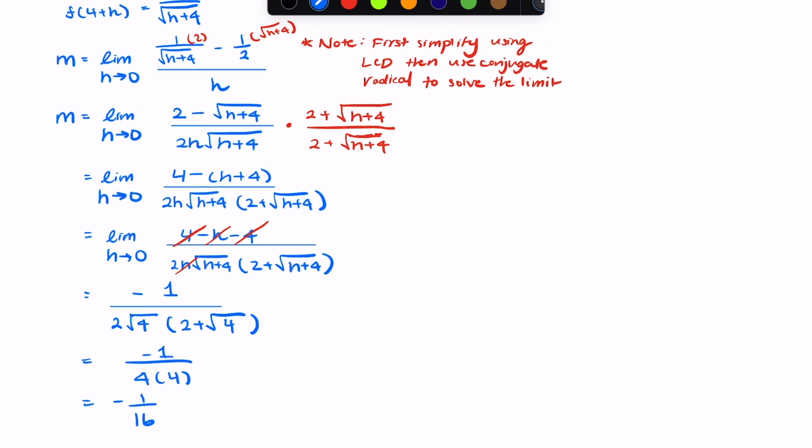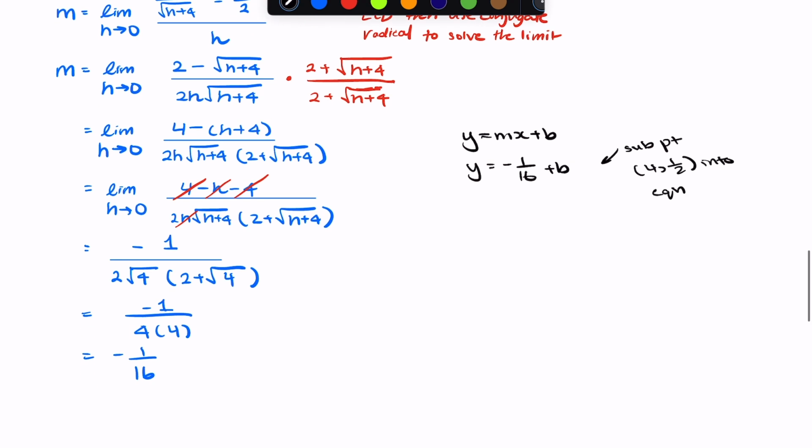Okay, so now that we got the slope, we have to now find the equation. So we have to find the b value. Here we have y is equal to mx plus b. So y is equal to negative 1 over 16 x plus b. And we are going to sub 4, 1 over 2 into the equation. Sub it into the equation, we get 1 over 2 is equal to negative 1 over 16 times 4 plus b.